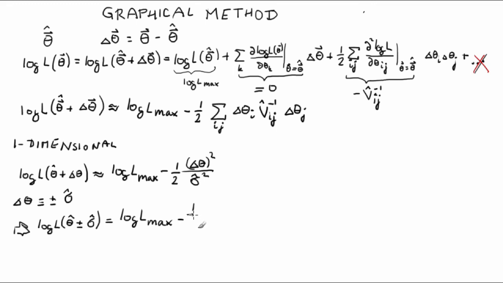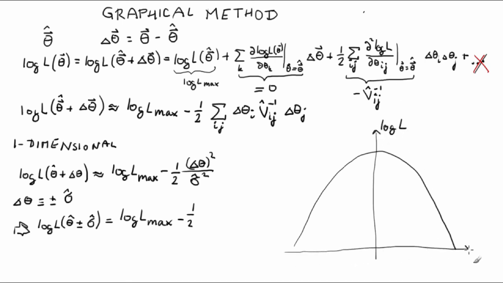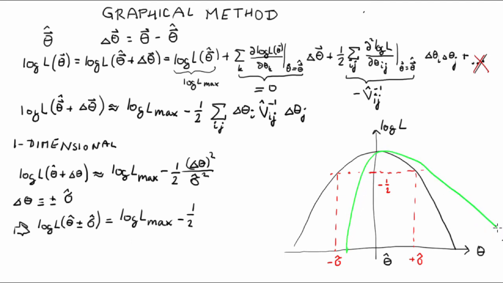minus 1/2. In situations when we have a large data set, this formula gives us a simple prescription how to find the 68.3% central confidence interval for the parameter theta. The interval boundaries are points at which the log likelihood function value decreases by 1/2 from the maximum value. This prescription is often used in an approximation of the 68.3% central confidence interval, even in situations when the probability density function for theta hat is not Gaussian and the likelihood function is not perfectly parabolic.